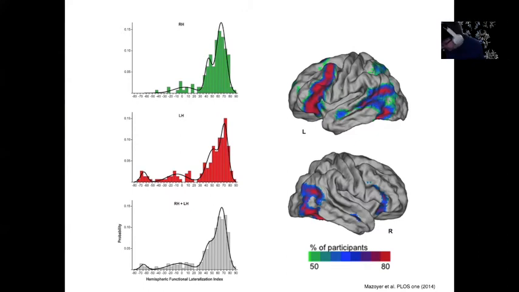We say that 10% of the population is made of left-handed people, and only 5% of these 10% will show a reversed pattern of activation in their brain for language.